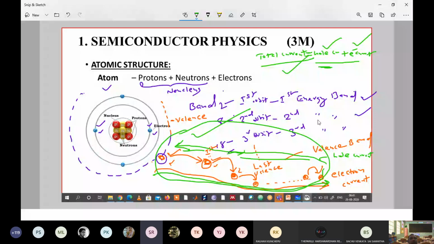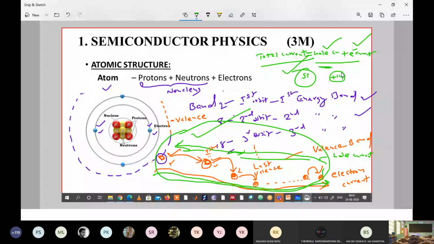It's not due to the first orbit or second orbit or third orbit, right? An atomic structure should contain the last orbit. Suppose there is a silicon atom. What is the atomic number of silicon? Anyone? 13? Emma? 14. Very good. The atomic number of silicon is 14.